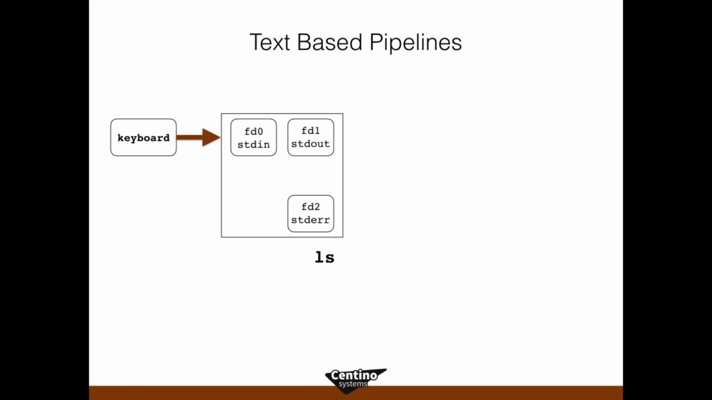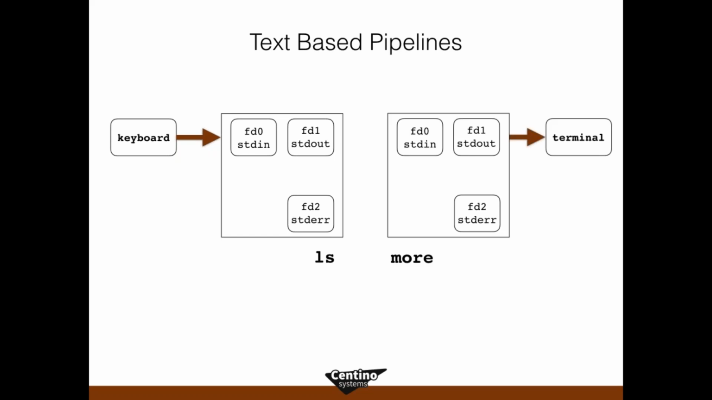So inside that process, we're going to have the 3 standard file descriptors. And let's say that directory listing is running off the screen, and there's another command that we can combine it with, more. And more is going to take 1 page's worth of output and then stop. And then you hit the space bar and you get the 2nd page worth of output on your screen and then stop.